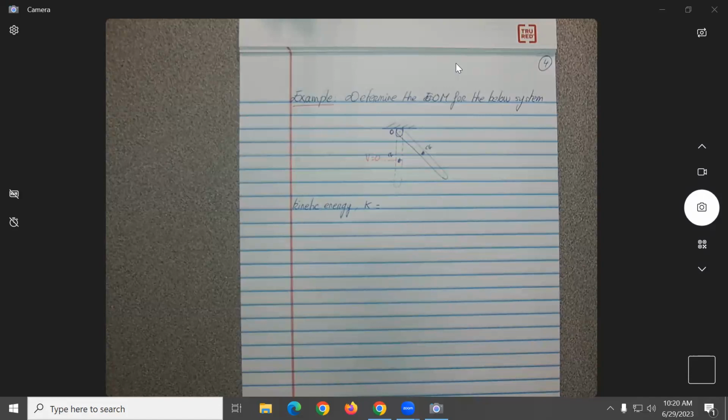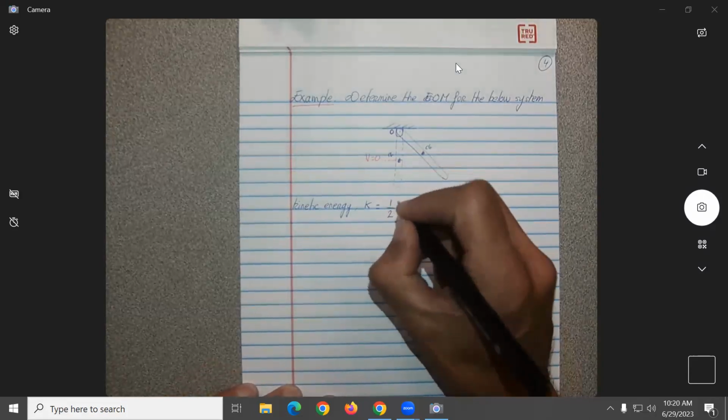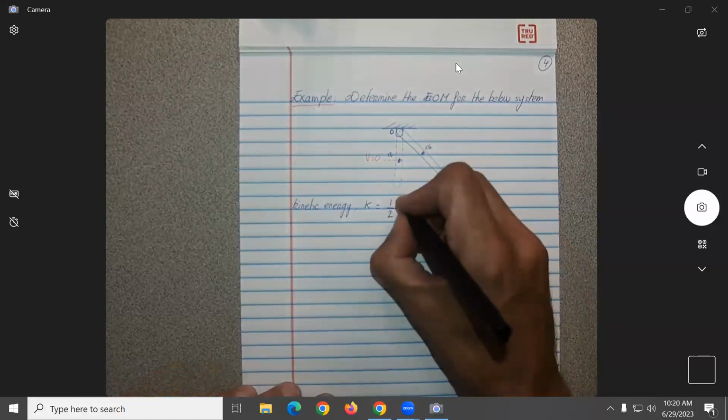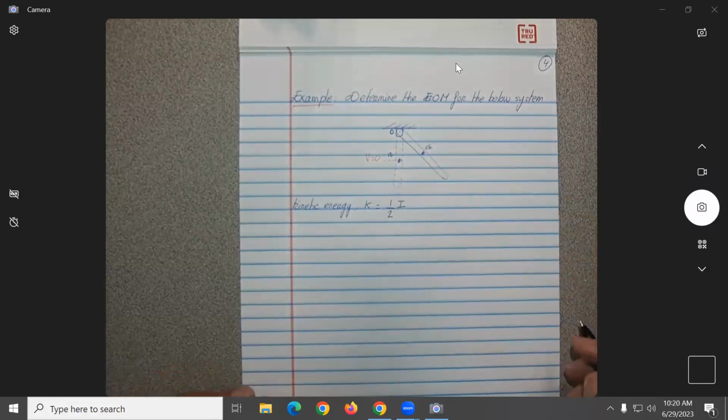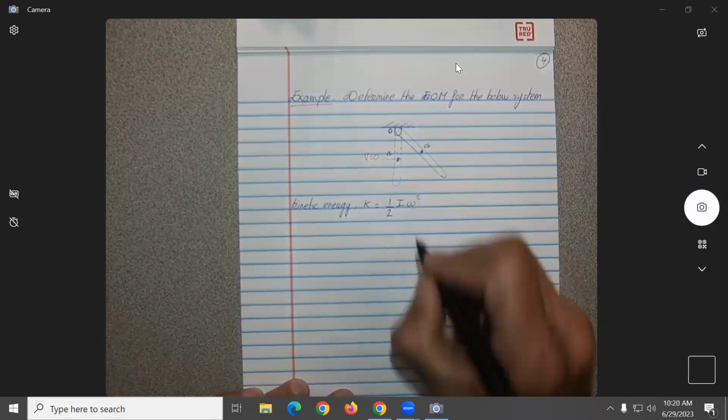So it will still be 1/2, but the m, let's look at 1/2 mv squared. In rotation, that should be substituted by what? So 1/2, nothing can replace it. What's going to replace the mass for rotation? I, perfect. And what's going to replace the v? Omega. So angular velocity will be 1/2 I omega squared.